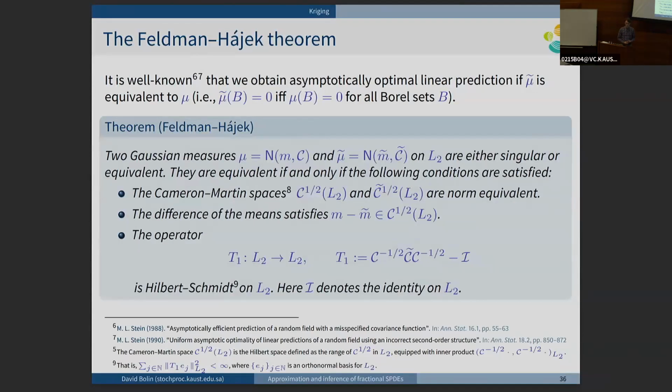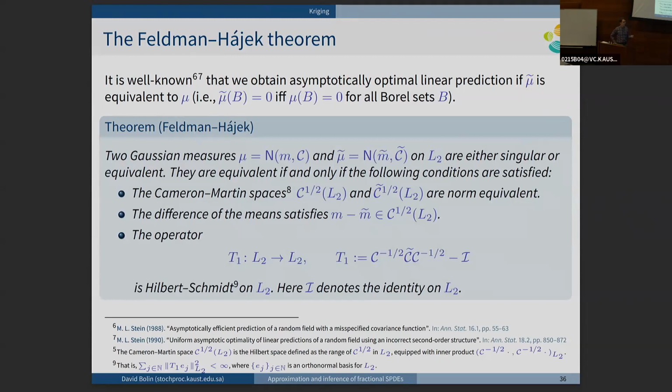It is actually well known, since the late 80s, early 90s, when Michael Stein showed that you obtain asymptotically optimal linear prediction if the Gaussian measure based on a misspecified covariance structure is equivalent to the true Gaussian measure, meaning that they agree on which Borel sets are null sets. This was a nice result by Michael Stein. In his 90s paper, he showed that you actually have uniform asymptotic optimality if that holds. So the question is then, when does it hold?